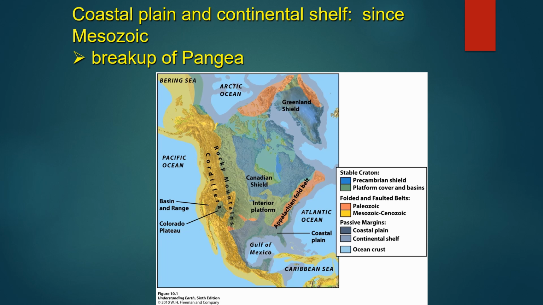Without continuous compression, the Appalachian was left subject to erosion. What we see today is the remnants of the ancient high Appalachian mountain belt.